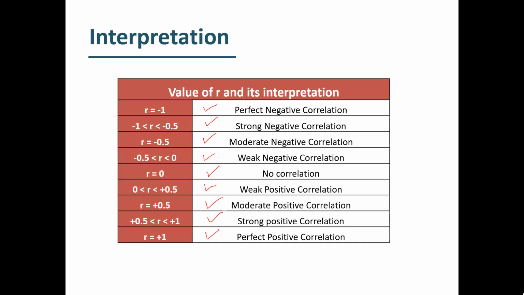So basically, the correlation coefficient ranges from -1 to +1. The value of the correlation coefficient ranges from -1 to +1.